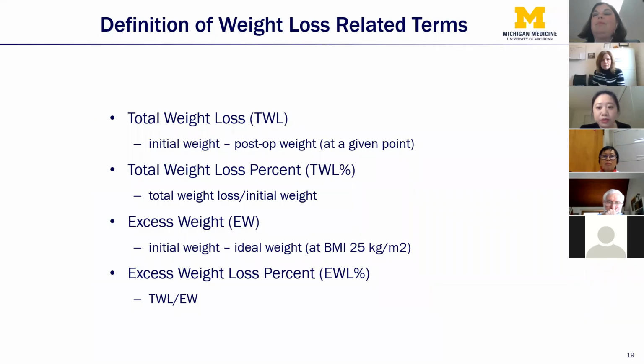Before I show you the results, I would like to explain some terms we use to evaluate weight loss outcome. Total weight loss is the difference between initial weight and the last measured weight. And total weight loss percent is the percentage of total weight loss to initial weight. Excess weight means the difference between initial weight and ideal weight, which is the body weight for BMI at 25. And the excess weight loss percent is the percentage of total weight loss to the excess weight. Next, please.